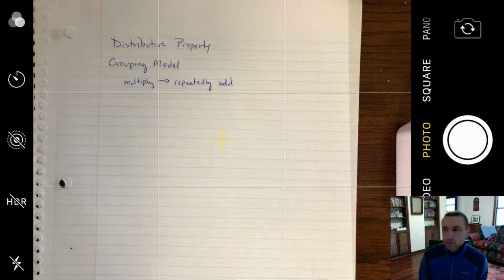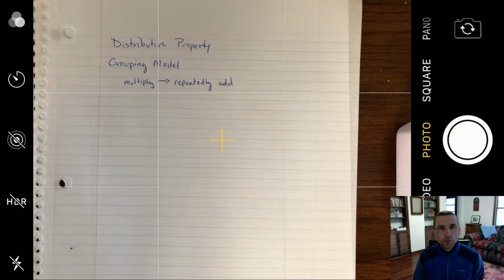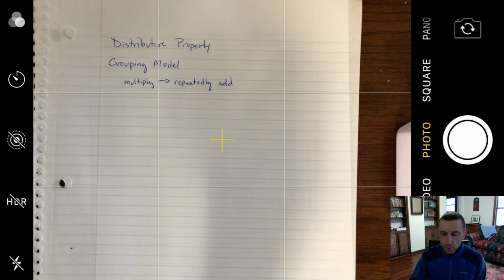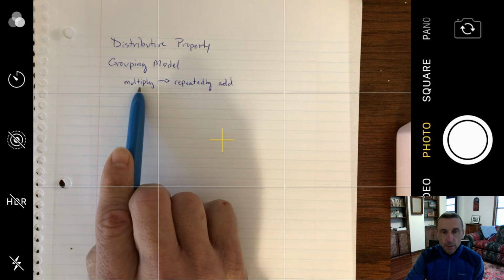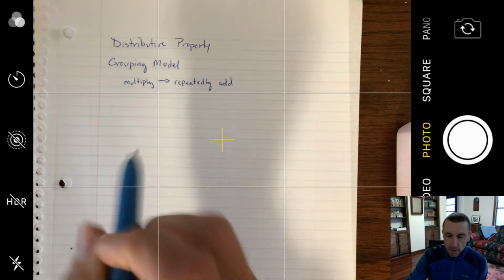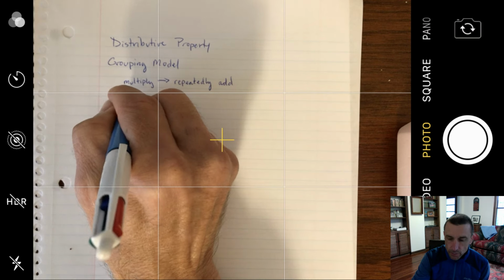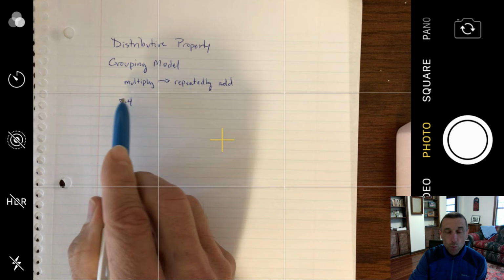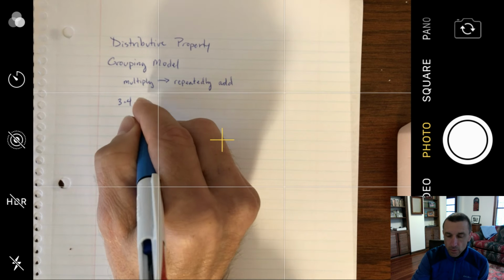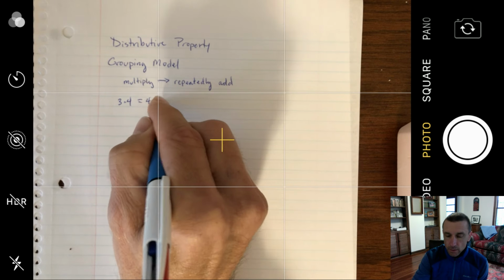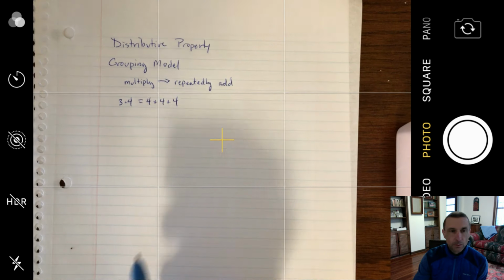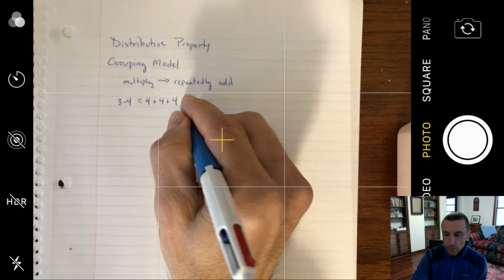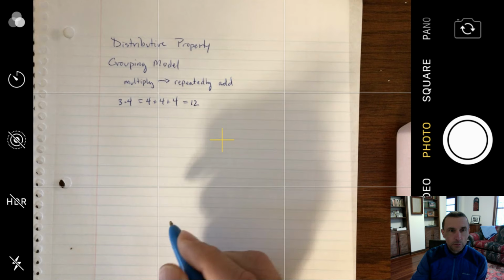Hey everyone, here is another video on distributive property at the mile level. This is using the grouping model. In this situation, we're going to focus on the fact that multiply means to repeatedly add. If someone asked me to do 3 times 4, we've learned that that is a more efficient manner of taking a 4 and adding 3 of them. And we know that either way we do this, the answer is going to be 12.